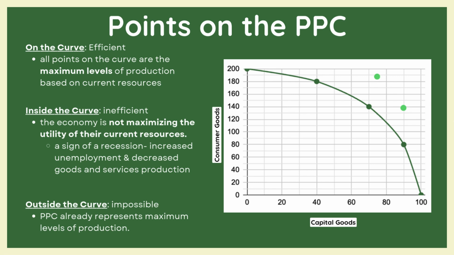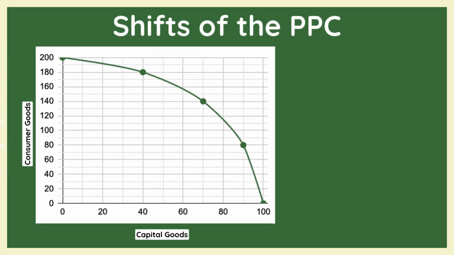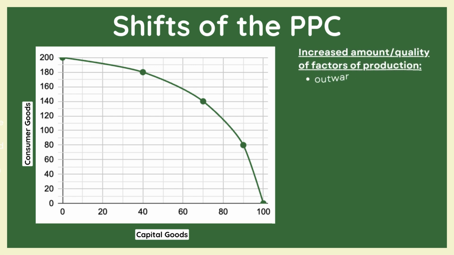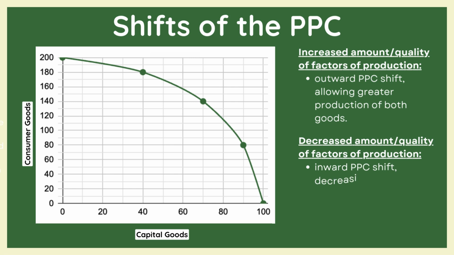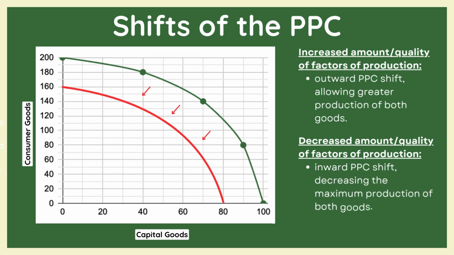The PPC can shift based on changes in resources or the factors of production, as well as changes in technology or productivity. Increases in the amount or quality of the factors of production will shift the PPC outward, allowing greater production of both goods. Decreases in the amount or quality of the factors of production will shift the PPC inward, decreasing the maximum production of both goods.